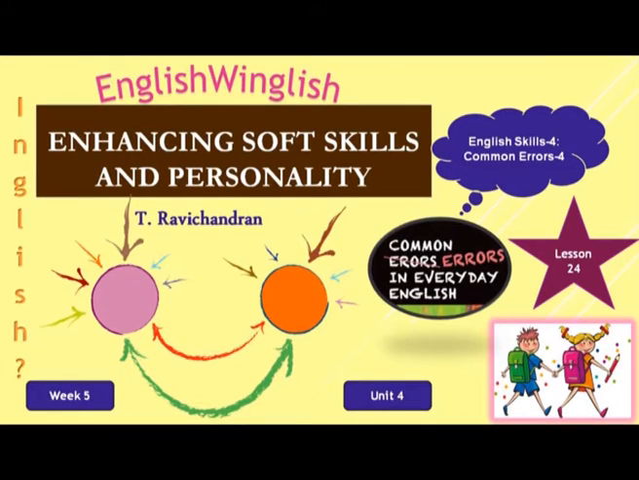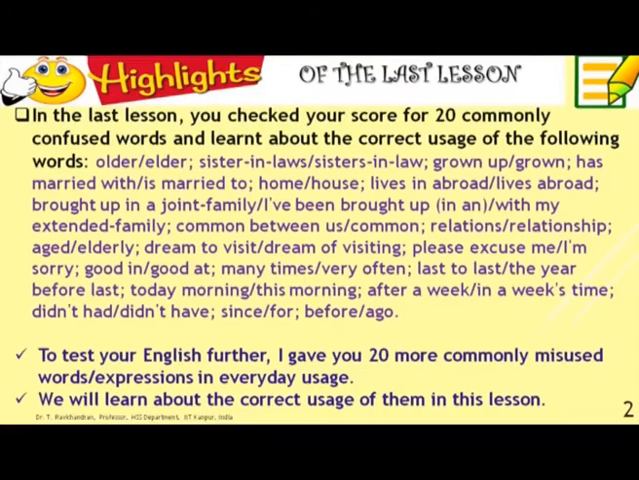English Skills 4 is still going on, and we are still in the concept of common errors. This is the 4th lesson, and in total this will be the 24th lesson overall as far as the course is concerned. In the last lesson, you checked your score for 20 commonly confused words and learnt about the correct usage of the following words, how they should be used in appropriate context.